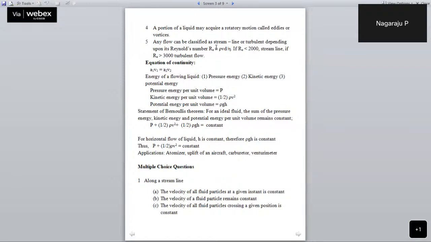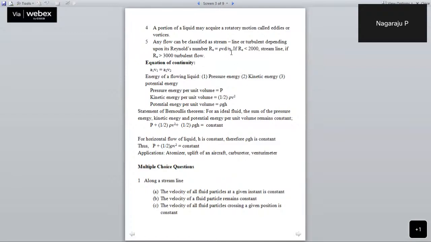And thus, the streamline flow and the turbulent flow can be understood with the help of a non-dimensional number. That non-dimensional number is called the Reynolds number. The Reynolds number is denoted by Re, which is equal to rho V d by eta, where rho is the density, V is the velocity. That velocity you can call V or U, you can use any symbol of your choice. And d is the depth or width or whatever you call it. And eta is the coefficient of viscosity.